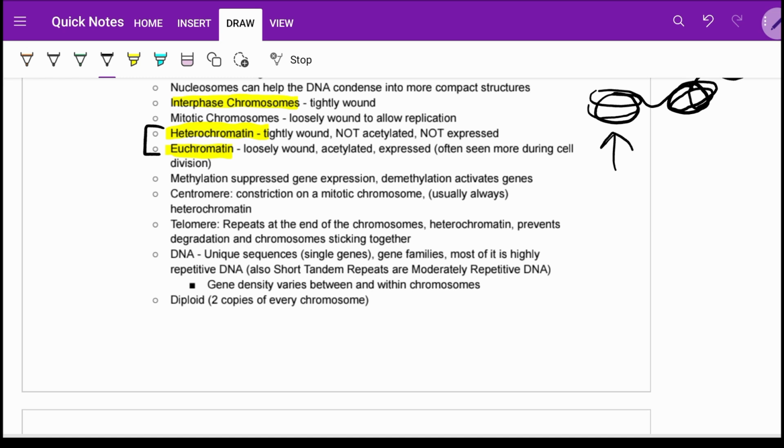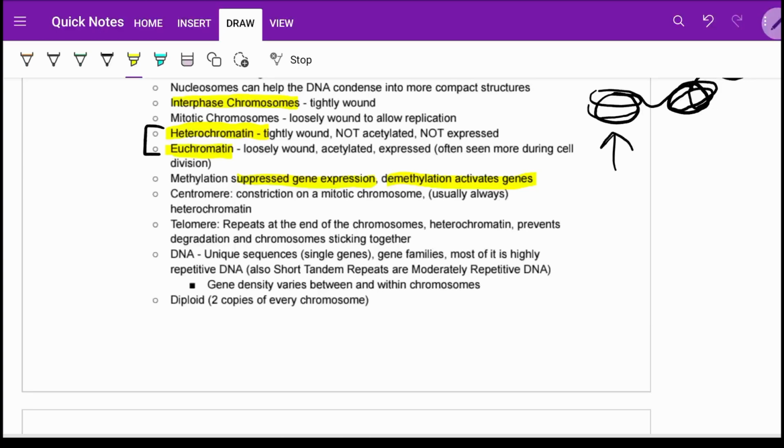We also have methylation. It suppresses gene expression. Demethylation activates genes. This is opposite from acetylation. A lot of people think that if it's acetylated and methylated, then it expresses. No, they're actually opposite. So if it's acetylated, then it is expressed. If it's not acetylated, then it's not expressed. However, if it's methylation, usually it's not expressed, but demethylation actually activates it.